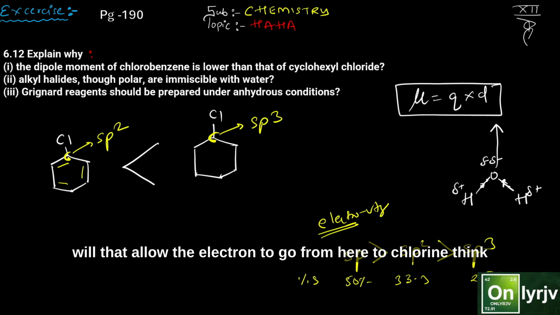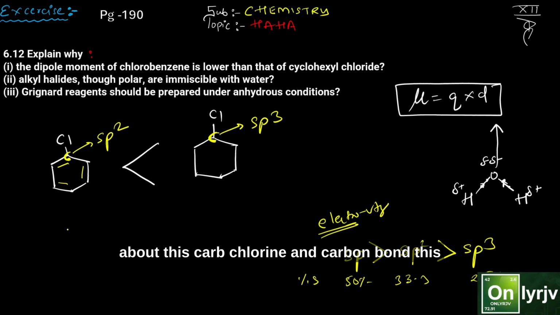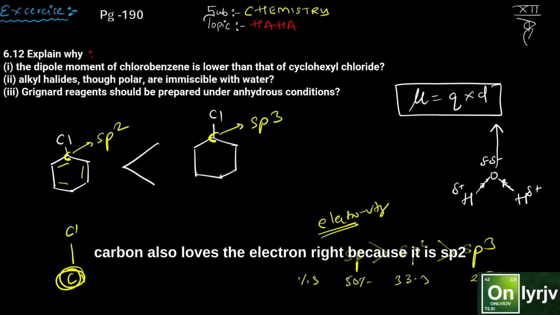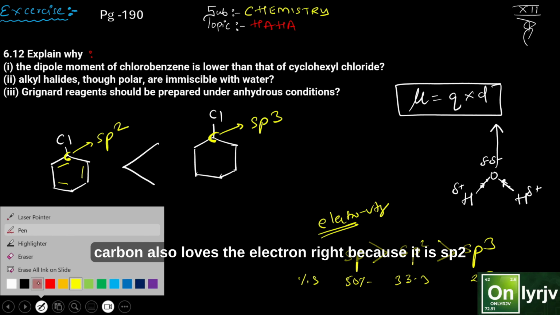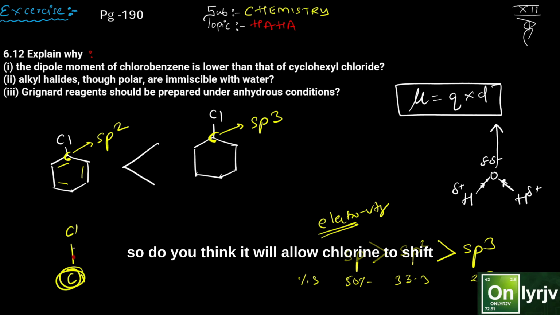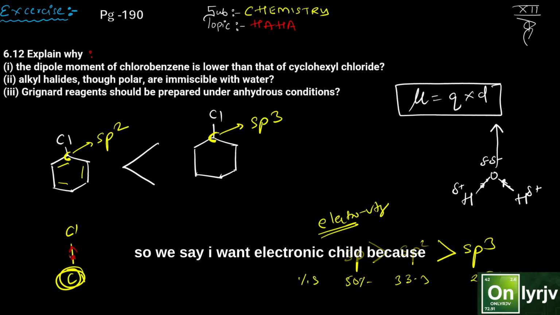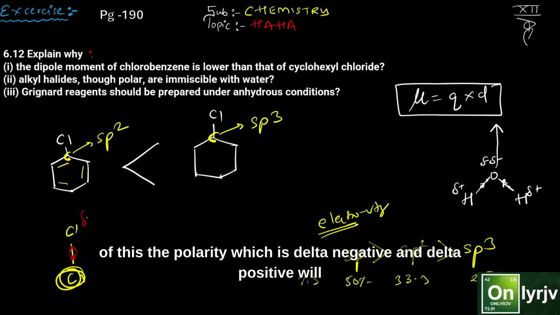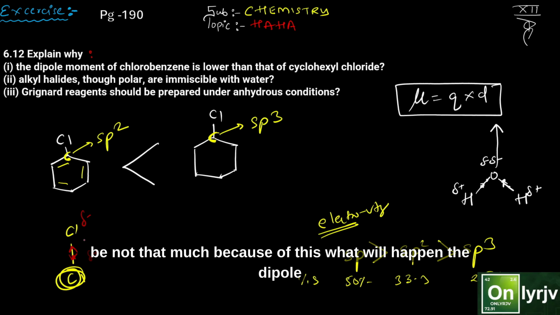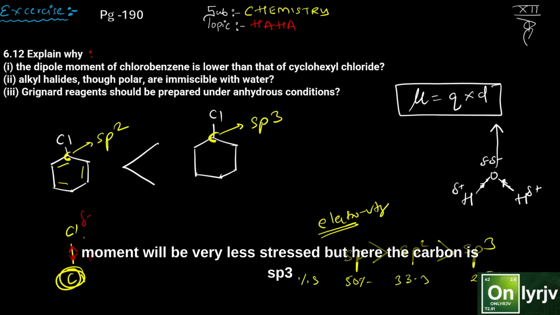So will it allow the electron to go from here to chlorine? Think about this chlorine and carbon bond. This carbon also loves electrons, right? Because it is sp2. So do you think it will allow chlorine to shift the electron towards itself? It says, no, I also want electron. Chlorine says, I want electron. Because of this, the polarity, the delta negative and delta positive, will not be that much. Because of this, the dipole moment will be very less.